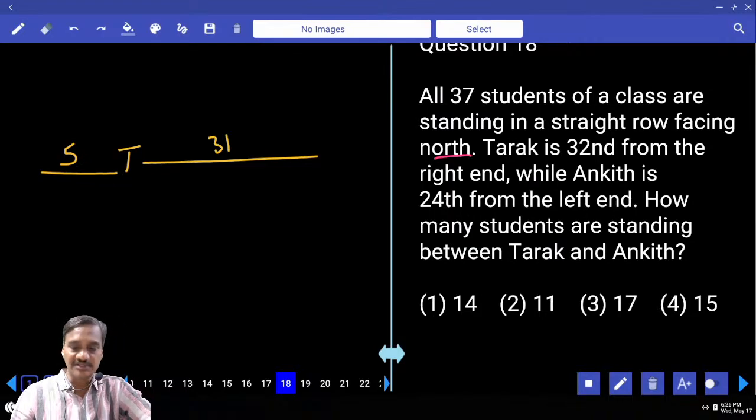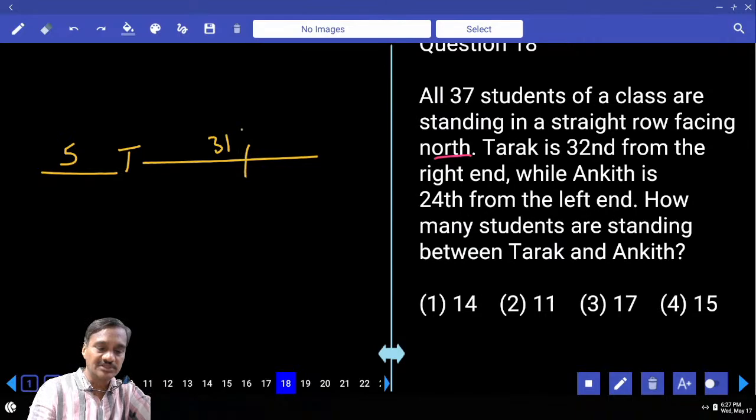And Tarak is 37th from the right, while Ankit is 24th from the left. Now Ankit is somewhere here. 24th from the left hand side means now 23 members should be to the left hand side of Ankit.